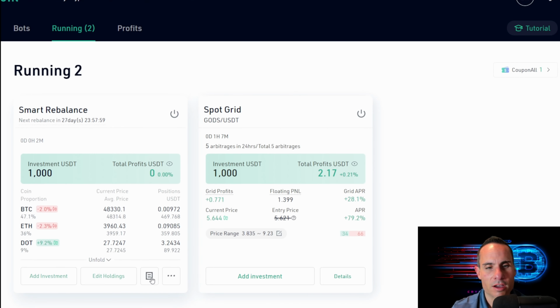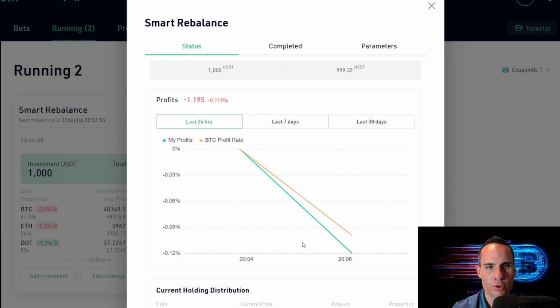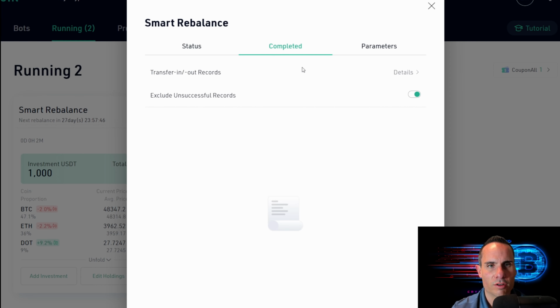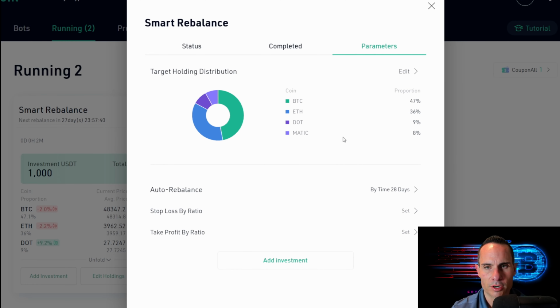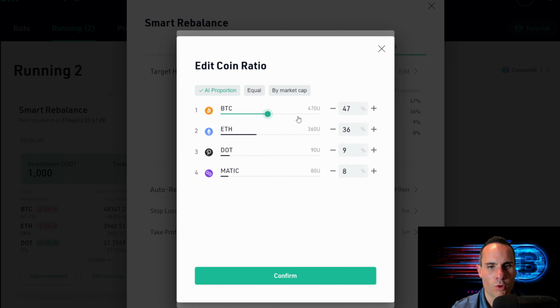Finally, when we click on this icon, we can see a bunch of stats about our portfolio. We can see how it's doing compared to just holding Bitcoin. You can see the number of completed trades if you were inputting more money into this or taking money out. And then you can see the current parameters, any of those stop losses, you can set those. You can also edit the proportions at any time, going to equal, AI, or manually adjusting each holding individually.